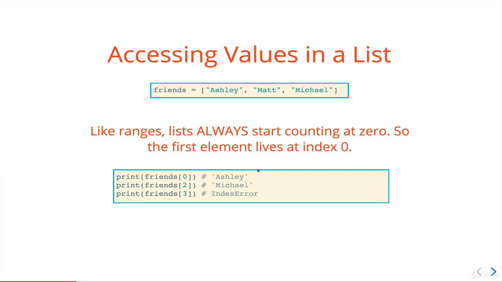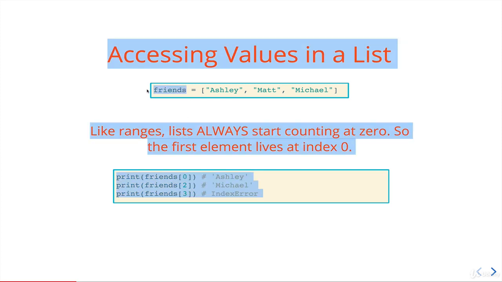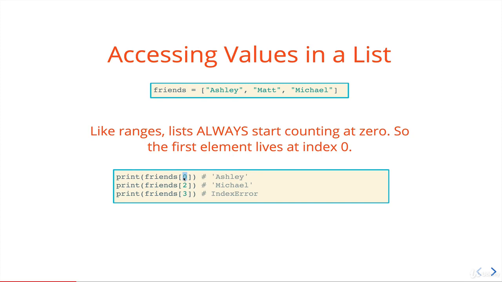Then, if we want to print out a particular piece of data, or we don't have to print it, we could save it to a variable or do something with it, we use square brackets after the variable named friends, and we pass in an index. So friends square bracket 0 is going to go to the friends list and say, hey, what's the 0th item, which is Ashley. Just like if we did 2, we count 0, 1, 2 to Michael, and that gives us Michael. And if we tried something like 3, which doesn't exist, we get an index error.